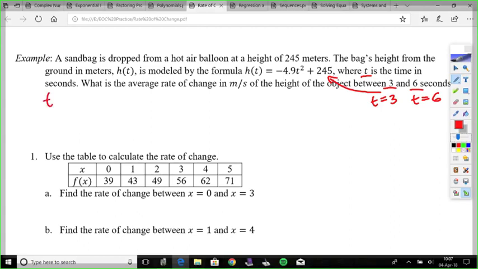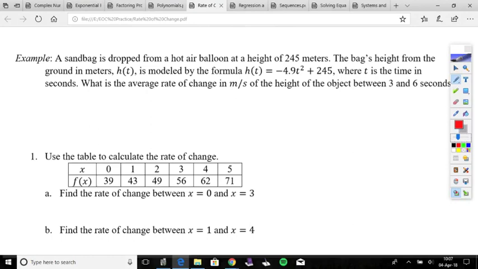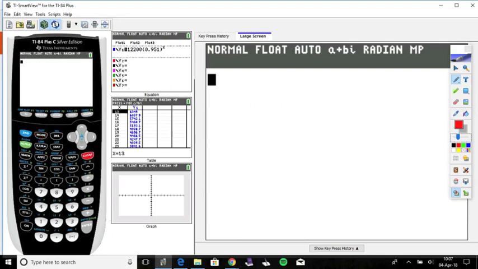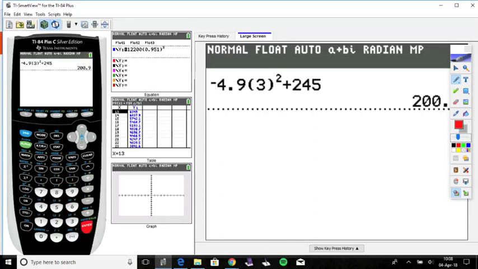So if you're going to plug in 3, plug in 3 first. Negative 4.9, then 3 squared plus 245. That equals, let me use my calculator. All right, so we had negative 4.9, and then use the parentheses, plug in 3 to the second power, and then plus 245. We get 200.9. So let me write that down real quick.